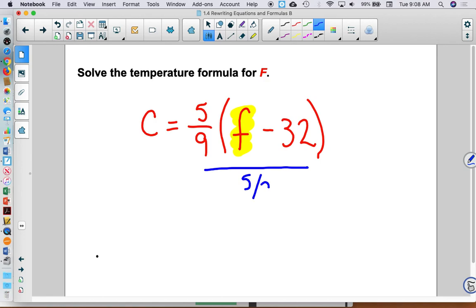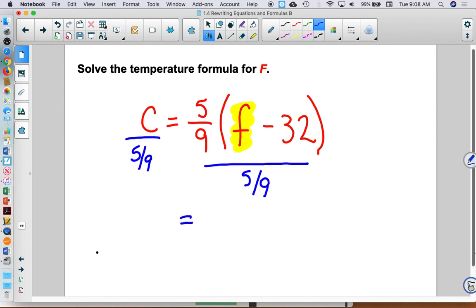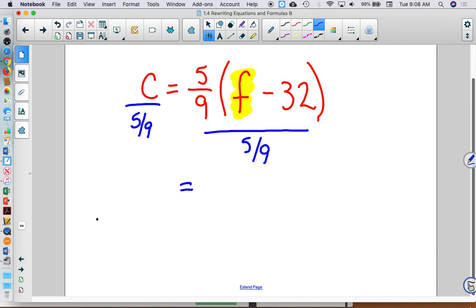Divide by 5/9. Okay? 5/9 divided by 5/9. Do we ever divide fractions? No. But 5/9 divided by 5/9 would give me 1. Do you agree? Yeah. 3 divided by 3 is 1. So these are going to cancel out, leaving the F minus 32 behind.